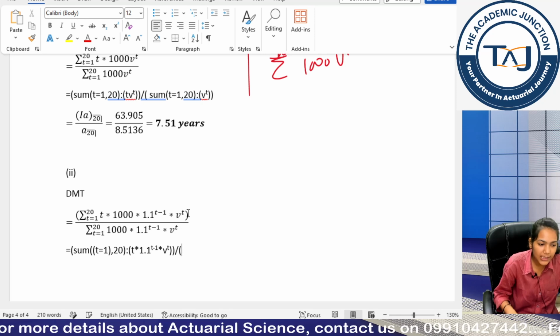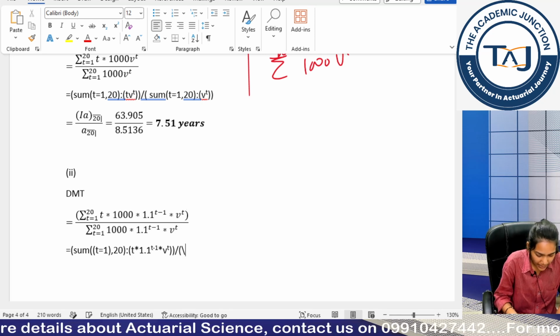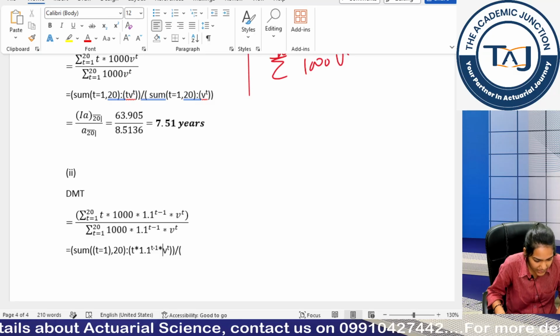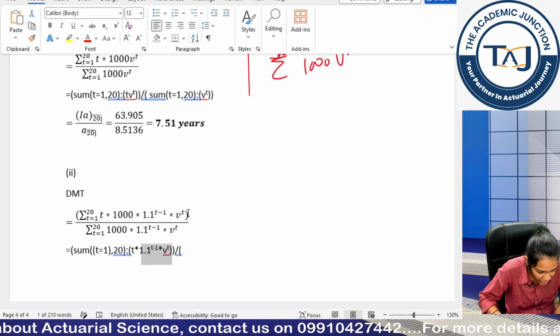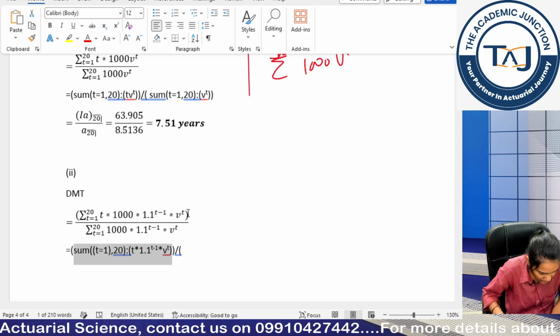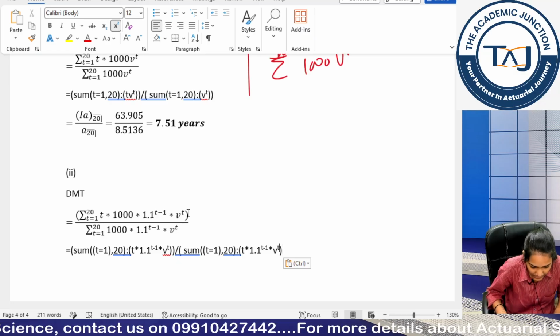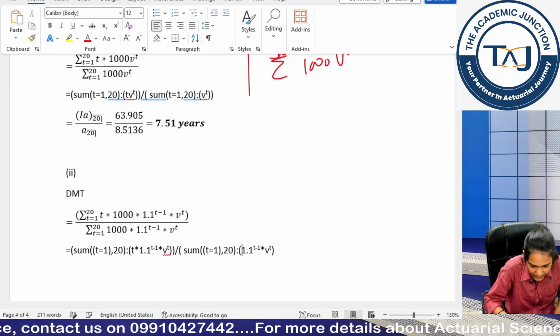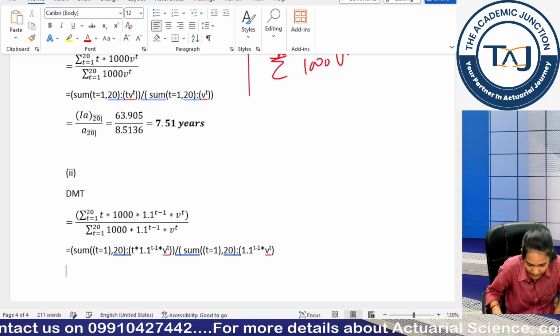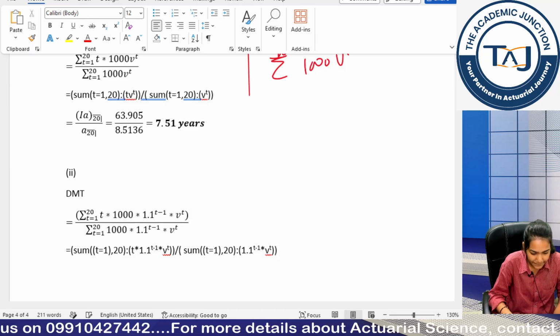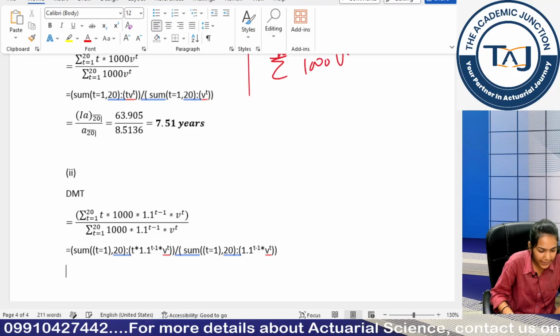Slash, this is the opening of my denominator. Again I can just copy paste the whole thing. I just need to change this t here. So copy, paste, I just need to replace this t, okay, then we close the brackets.